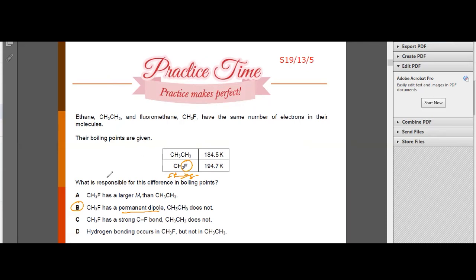Okay, why not C? Means CH3F also has a very strong bond, right? Yes, it is true. But does it affect the boiling point? How do you think? What is boiling point? Boiling point is the energy needed to break the intermolecular forces.